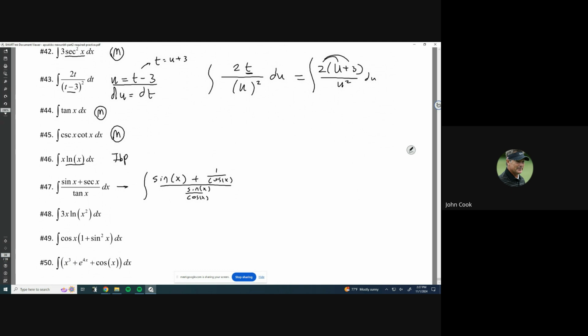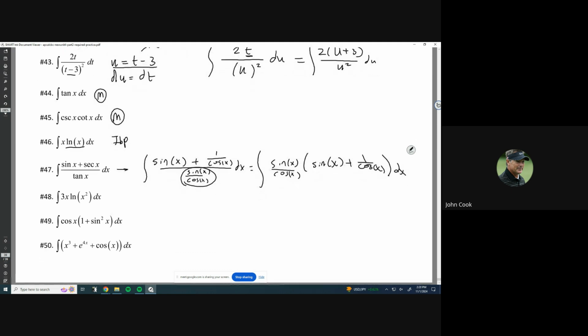And then just start working with it algebraically. If you're dividing by a fraction, it's the same as multiplying by the reciprocal. So that'd be sine of x over cosine of x times all that other stuff, sine of x plus 1 over cosine. And then what you would do is just distribute, and things work out real nicely.